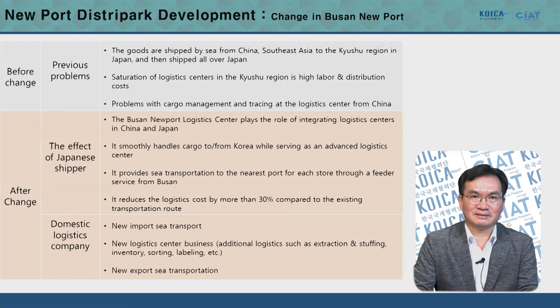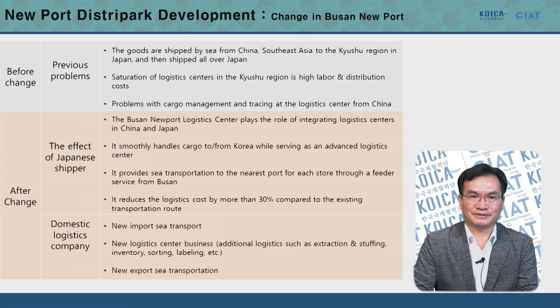In the past, cargo was transported by sea from China, Southeast Asia, and Southwest Asia to the Kyushu region of Japan, and then shipped all over Japan. This method had problems with the saturated distribution center in Kyushu, high labor and distribution costs, and cargo management and tracing from Chinese distribution centers, Qingdao.